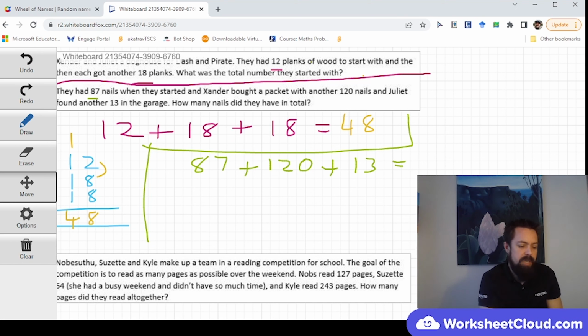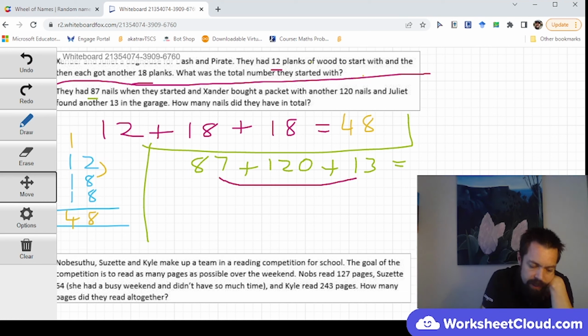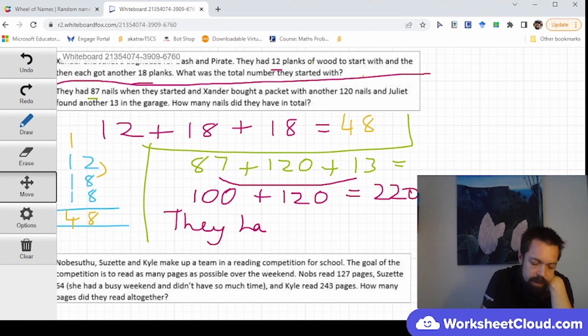Okay, whichever method you choose will work, but I noticed that when I put those two together, 87 plus 13, I get 100. Keep my 120. If I put those together, I get 220. They had 220 nails.